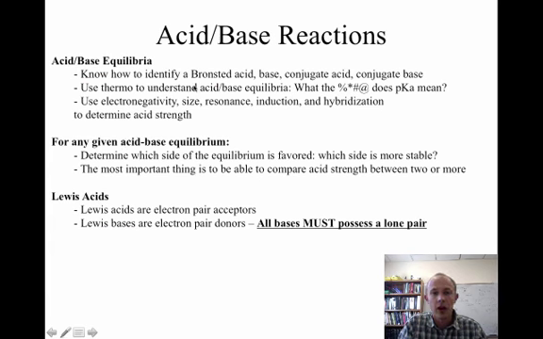Okay, so what do you need to know? What you need to know is how to identify acids, bases, conjugate bases. Understand how to use electronegativity, size, resonance, induction, hybridization, and even solvent to determine acid strength. Take those factors and be able to determine which side of an equilibrium is favored, be able to draw arrows to depict electron flow, be able to compare two or more acids and figure out which one is the stronger or the weaker acid, and then finally understand the definition of Lewis acids and Lewis bases.